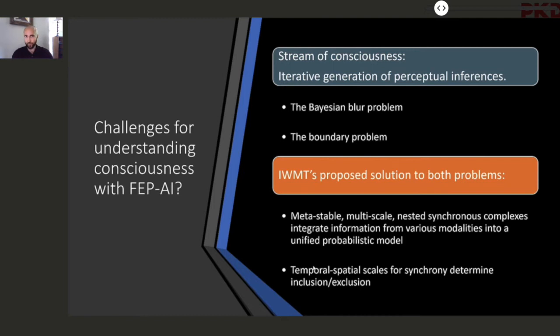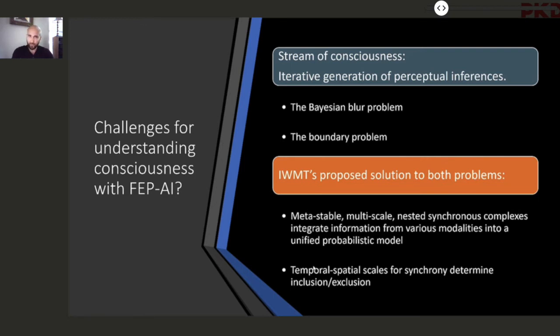There's a sense in which the free energy principle and active inference framework already are a fair way towards explaining experience, where experience, or the stream of consciousness, is understood as the iterative generation of perceptual inferences. However, I'd say there's at least two outstanding issues, and one would be the Bayesian blur problem, and the other would be the boundary problem. The Bayesian blur problem is how or why is it that a probabilistic model of the world would be experienced in a discrete or particular way.